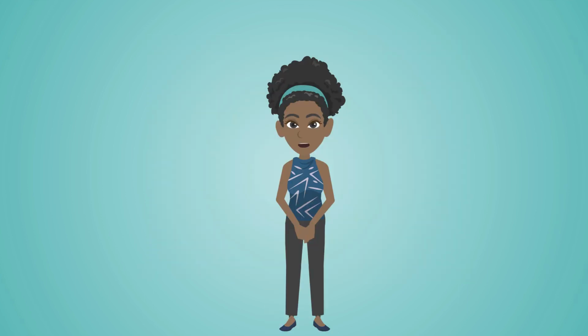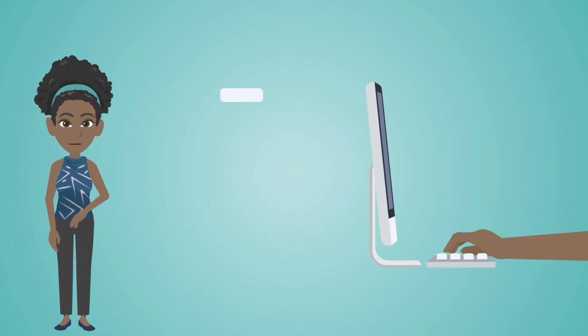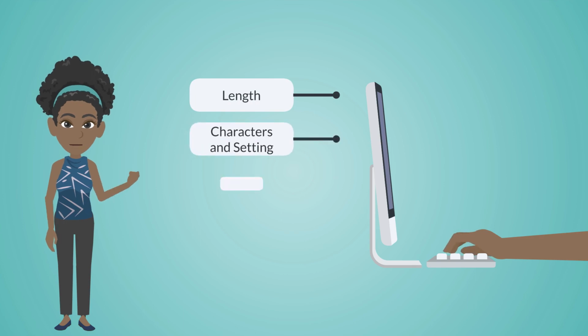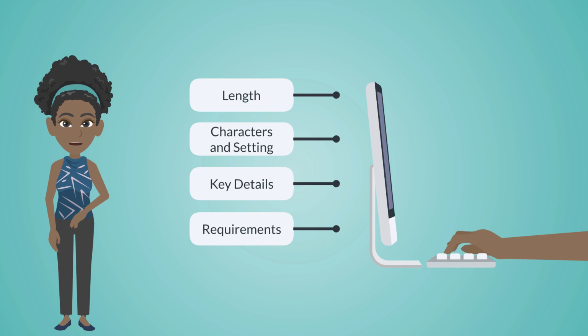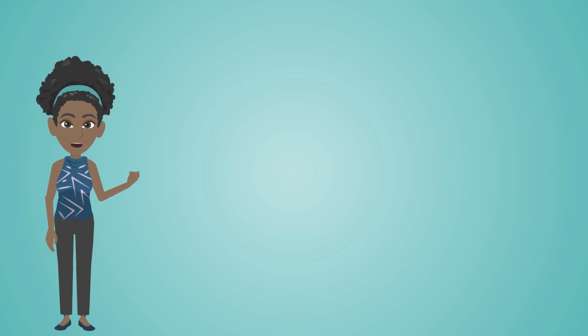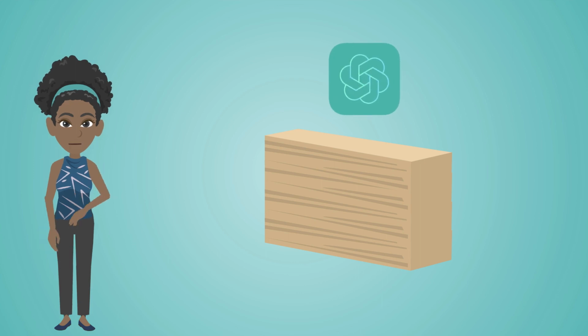Prepare a brief. Before starting your conversation with ChatGPT, create a brief that outlines key elements of your video script. Include details like the video's length, main character's setting, important details, and any specific requirements or constraints. Having a clear brief will provide a structure for your conversation and guide ChatGPT's responses.